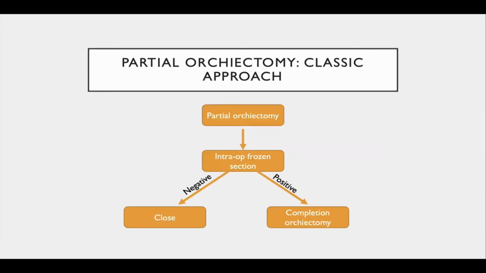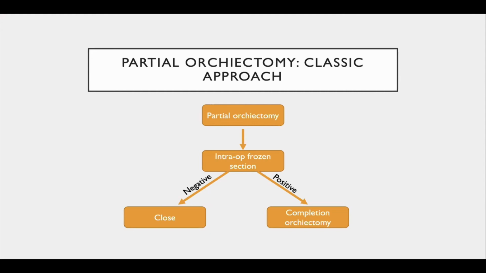So let's say we wanted to offer this to our gentleman. This is basically the classic decision making that you would make if you were doing a partial orchiectomy for someone while you're in the OR. So you start your partial orchiectomy, you find your mass, you send off intraop frozen sections. If it comes back negative, meaning that they don't believe that there's any cancer there, we say great, we continue the partial orchiectomy, close as normal, and we go from there. If it comes back positive, meaning that we think there's a malignancy, we would do a completion orchiectomy on that person.